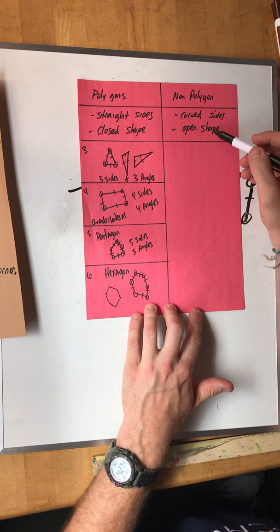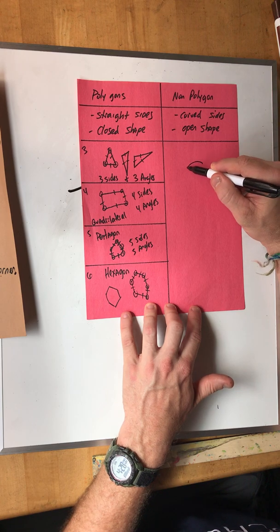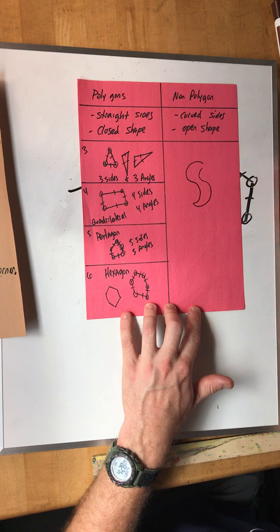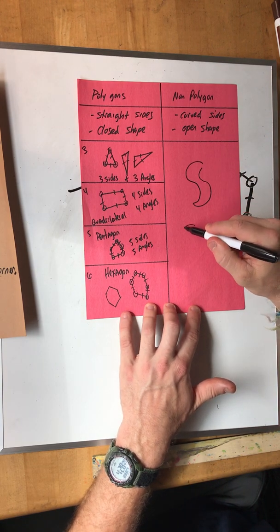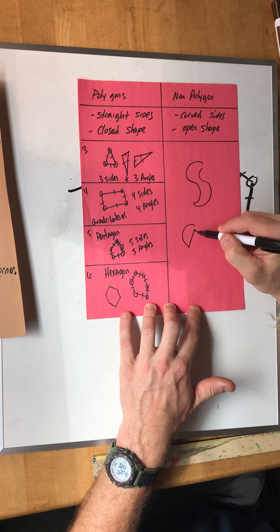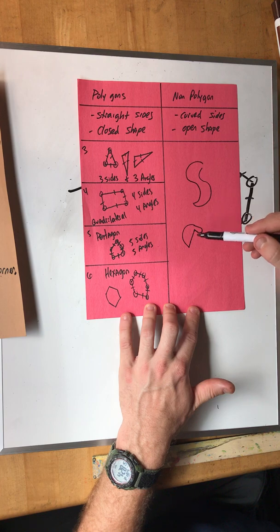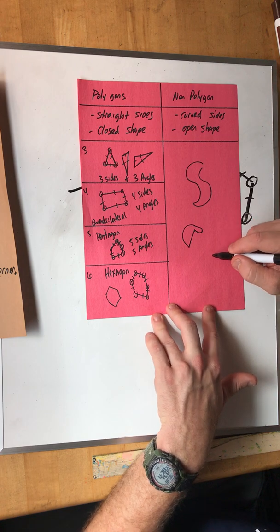Non-polygons: curved sides, and it's an open shape. Curved sides. I'm going to start with the curve. Any shape will do. Curved side, open shape. Another example. Curved side. It's not open, but it does have a curved side. If it has a curved side, it is a non-polygon.